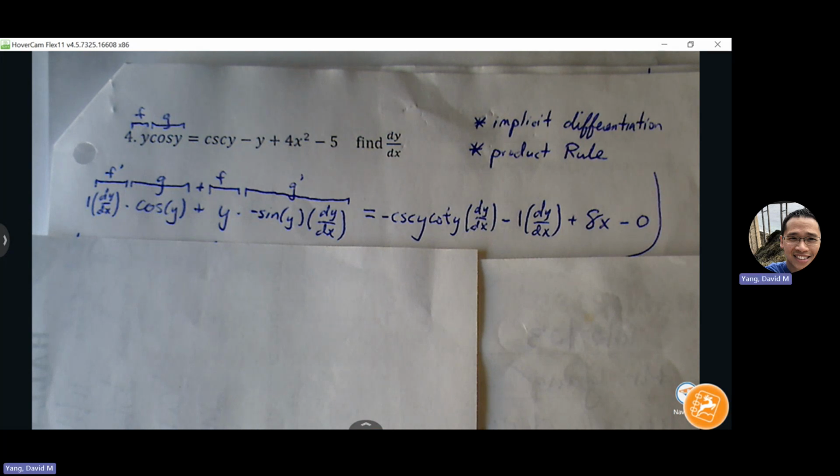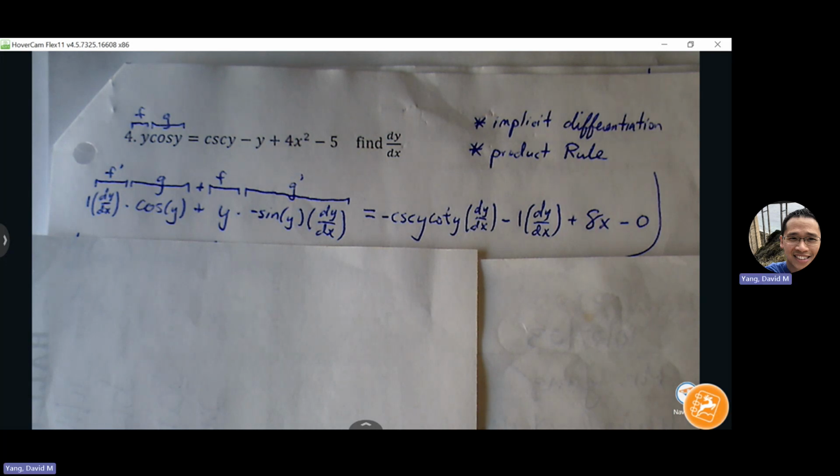f prime g plus f g prime. y's derivative is 1. We need to make sure we attach dy dx, because we are asking for y's derivative. g is cosine of y, back to f, which is y. Cosine of y becomes negative sine of y times y prime, or times dy dx. On the right side, cosecant of y becomes negative cosecant y cotangent y times y prime. y becomes 1 dy dx. Then the fourth term becomes 8x, and 5 is a constant, so no zero here.